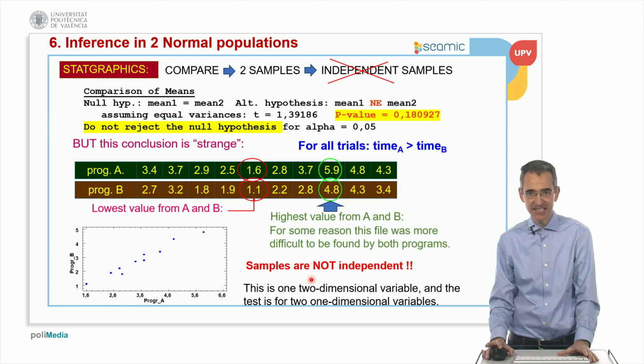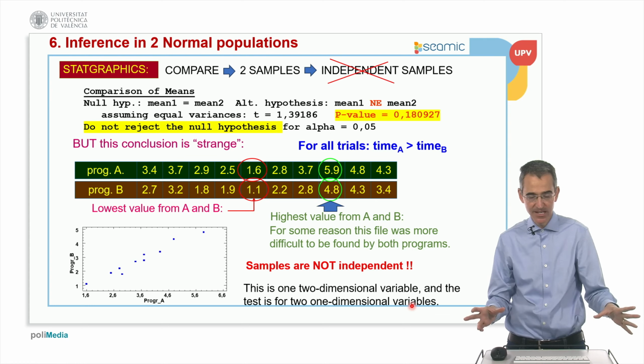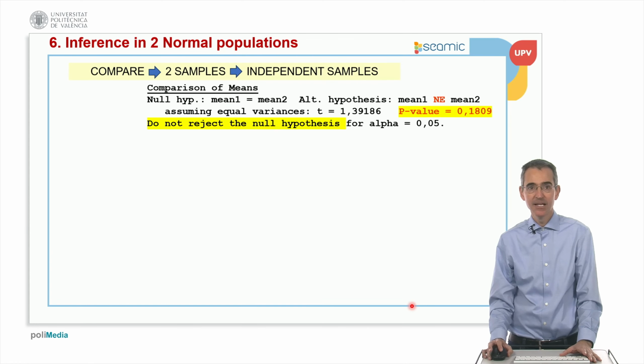But the test that we are applying is for two one-dimensional variables. So this is one interesting example where we are applying a statistical method which is not the best one for some data, and this is why the conclusion that we are obtaining seems a bit strange. Actually, what we should do is compare two independent samples. This option can be done with Statgraphics.